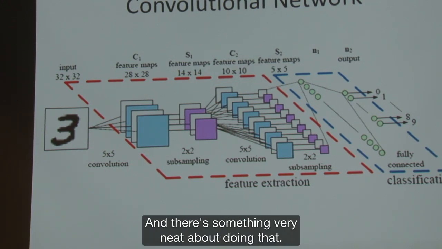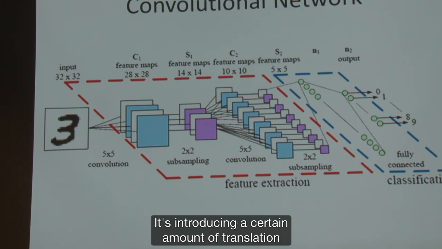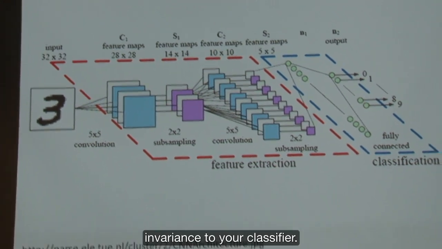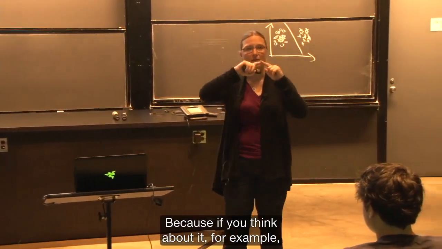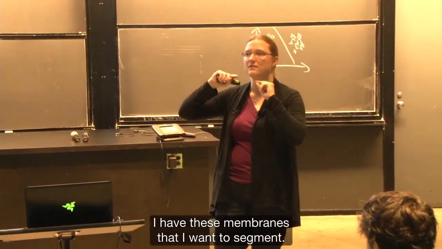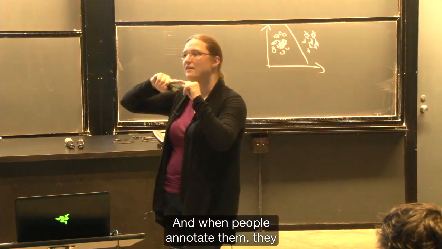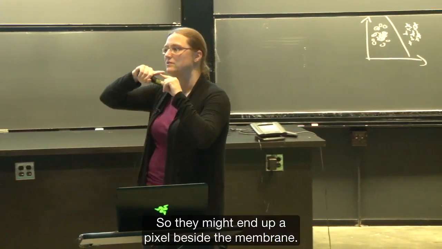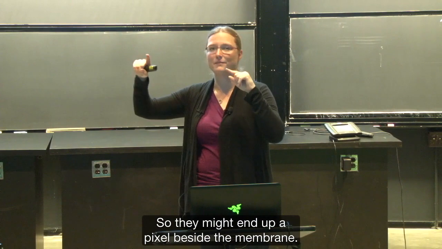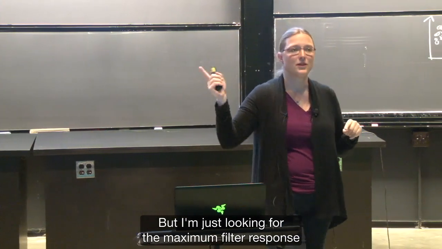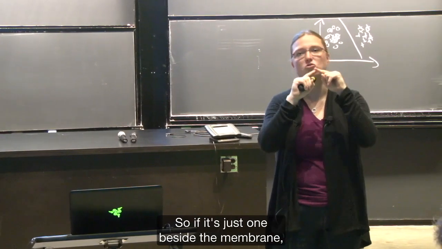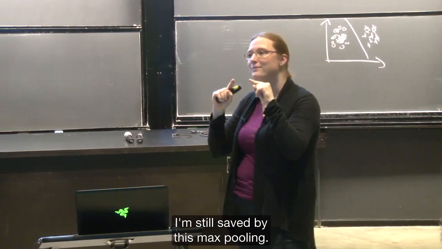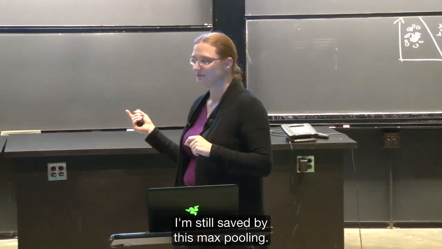And there's something very neat about doing that. It's introducing a certain amount of translation invariance to your classifier. Because if you think about it, for example, I have these membranes that I want to segment, right? And when people annotate them, they are typically not very careful. So they might end up a pixel beside the membrane. But I'm just looking for the maximum filter response then in a 2x2 neighborhood. So if it's just 1 beside the membrane, I'm still saved by this max pooling.